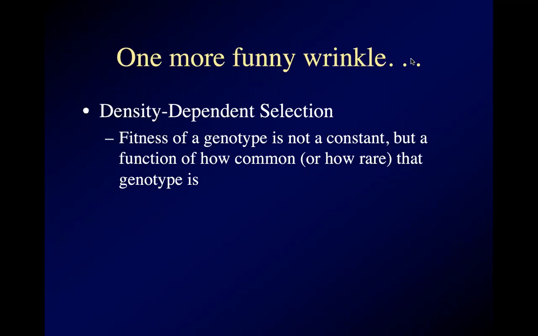The last wrinkle I want to throw at you is something called density-dependent selection. And that's cases where the fitness that we assign to genotypes is not fixed. Now, in the models that we've done, you set your fitness in the computer program, you set your W's, and then those W's stayed the same throughout the whole simulation. You could run that for 10,000 generations and the fitness of A1 would always be 0.7 and the fitness of A1, A2 would always be 0.9 or whatever it is that you set it to.